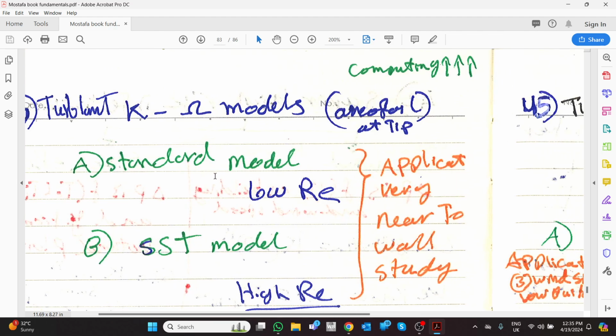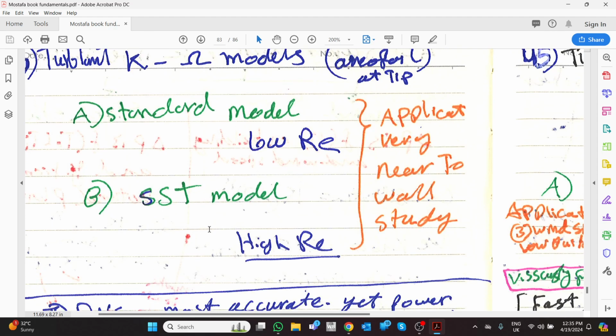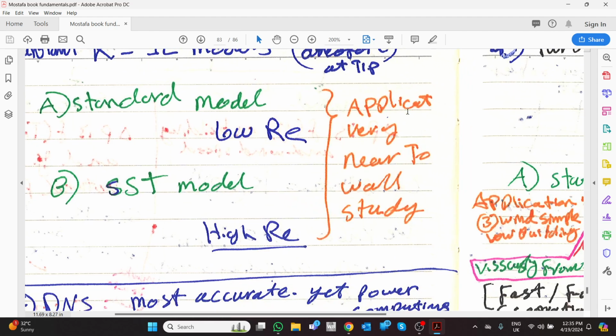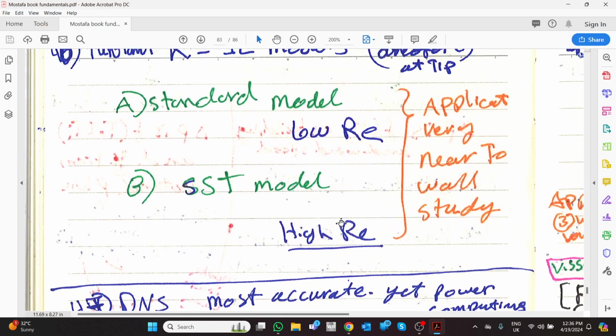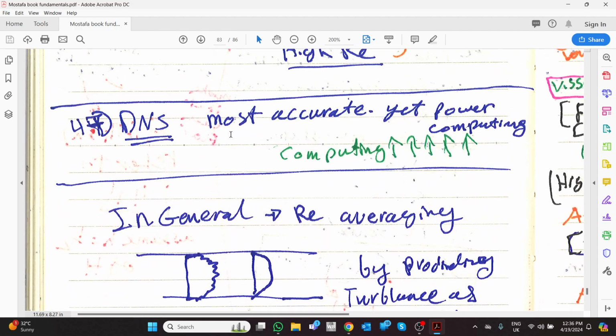You use a standard method in case of low Reynolds number. Use SST model in case of high Reynolds number. Its application is when you are very near to the wall itself. So you are checking what will happen very near the wall. Okay, the DNS method is more accurate, yet it requires very high computing power, which can cover all, but it will take way longer time.